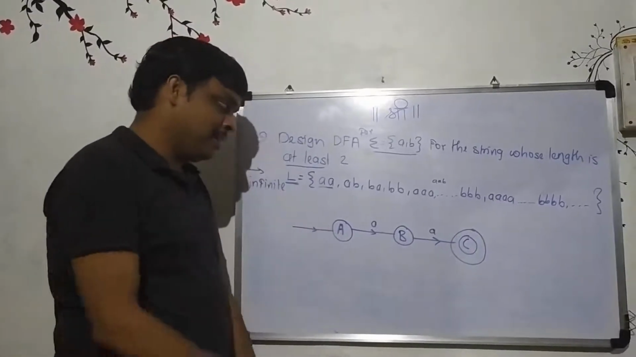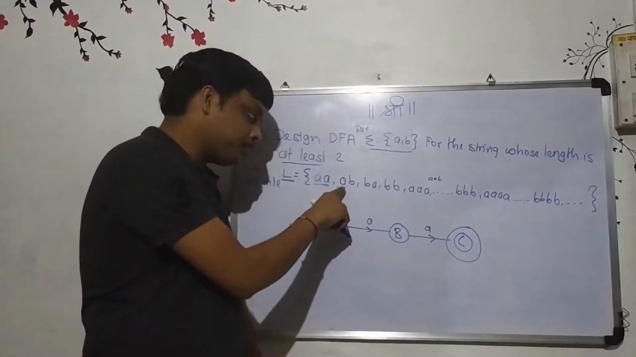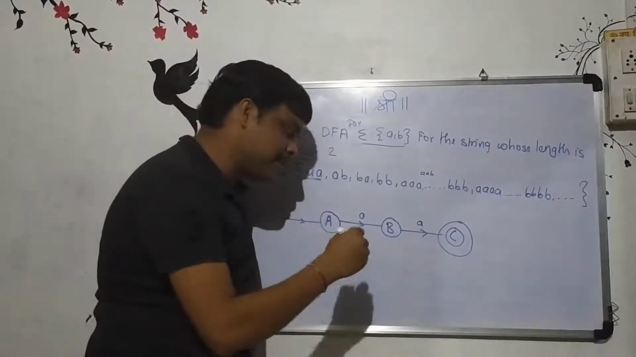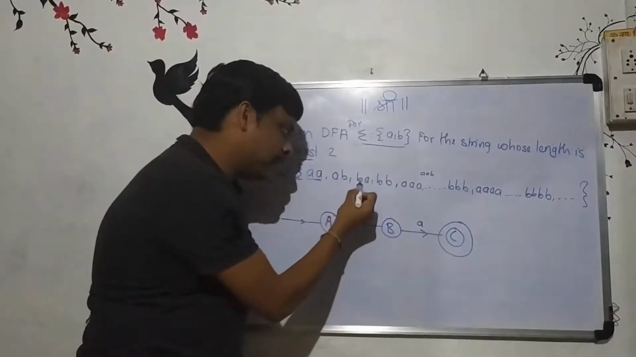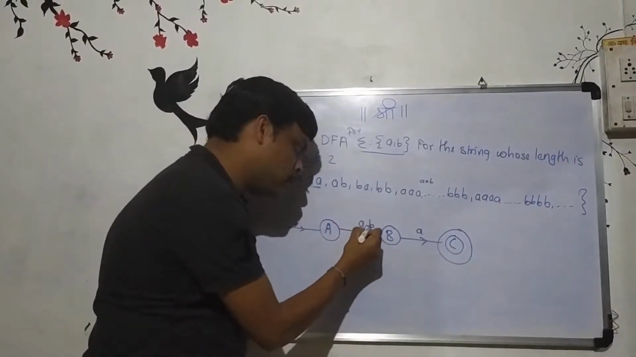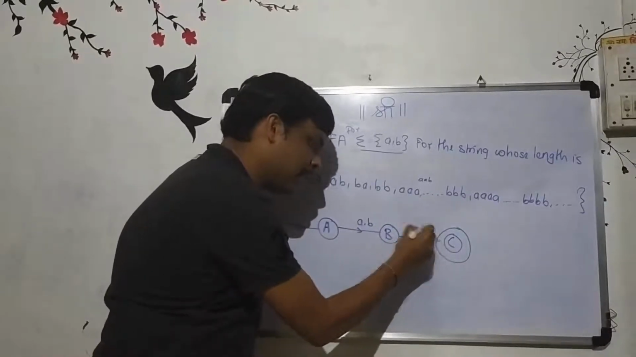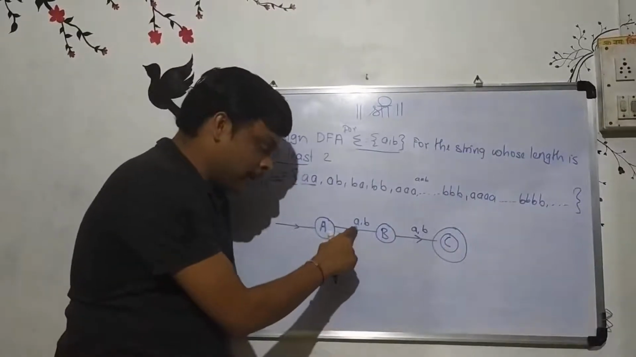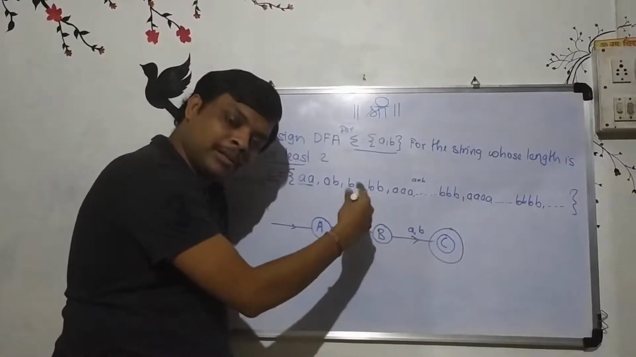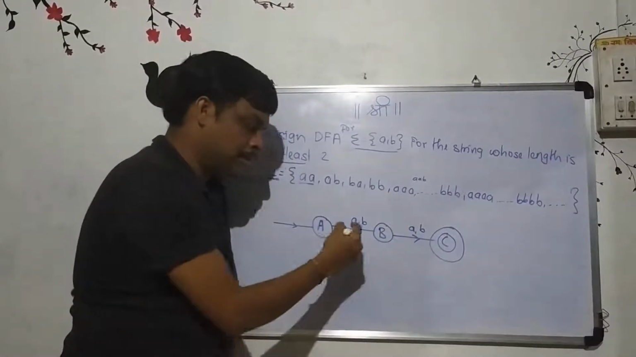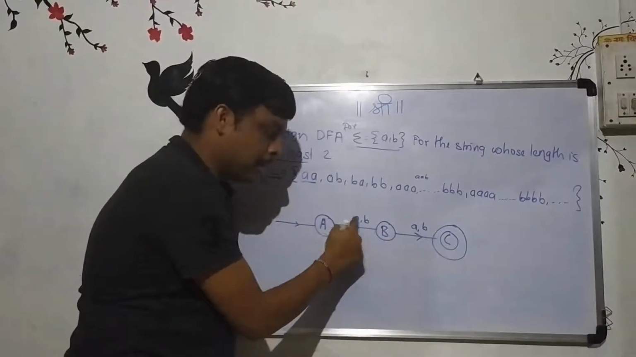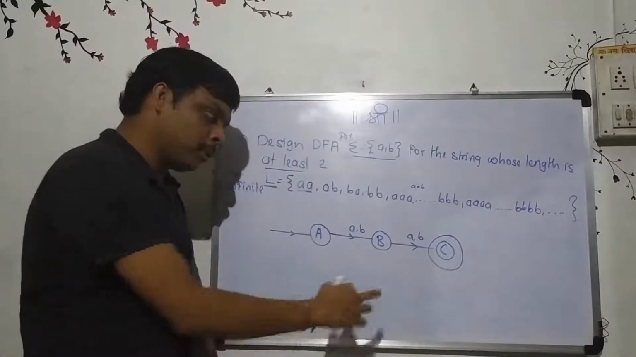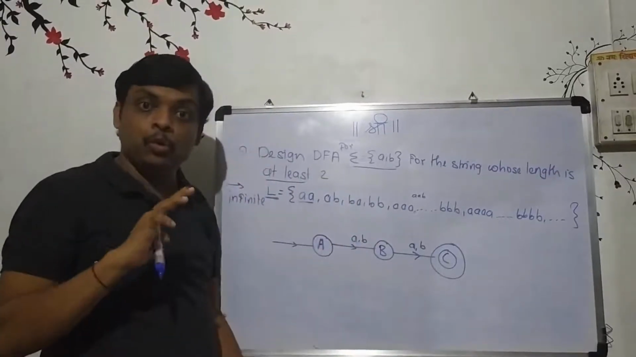Not only AA, but we have to accept AB, BA, BB as well. Just like our previous example, if you want to accept BA, then along with A we have to write B here, and here also along with A we have to write B. This is some part of our previous example only. Because of this, AA, AB, BA, BB, all strings of length 2, will be accepted here.